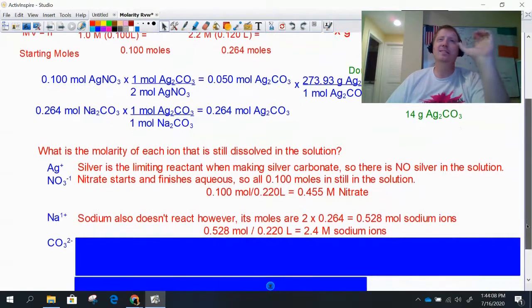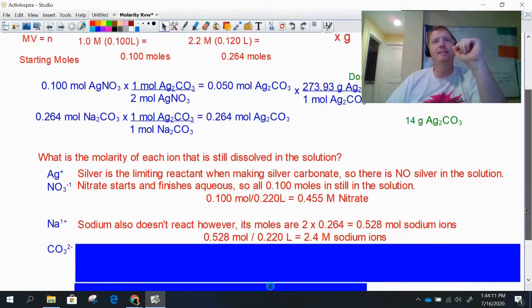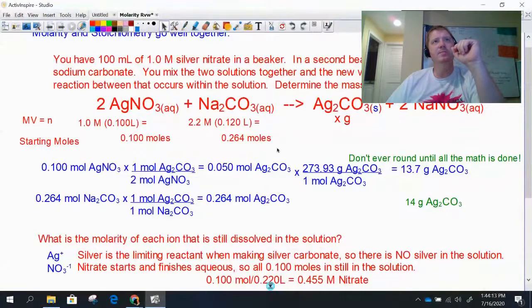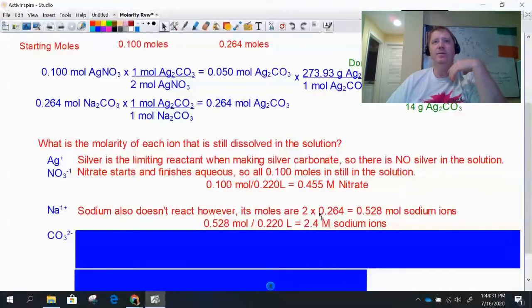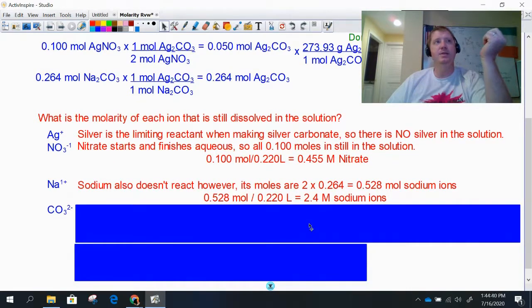The sodium is a little bit harder because this 0.264 is for the whole compound. If you look at that compound, how many sodiums are in that compound? Yes, Sally, there are 2 sodiums. So this is the moles of compound, and it gives off 2 sodiums. So I took that value and I doubled it because there's actually 2 times that value of sodium in there, and then I divided it by the volume. Now the carbonate is the tricky one because the carbonate was in excess.